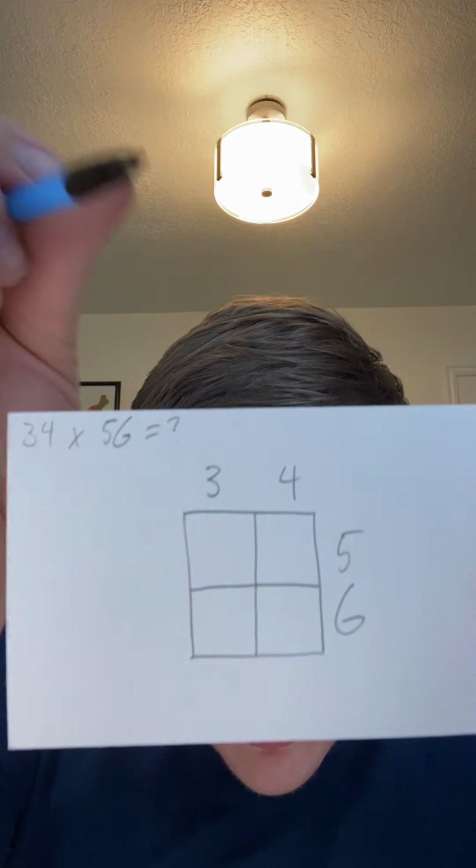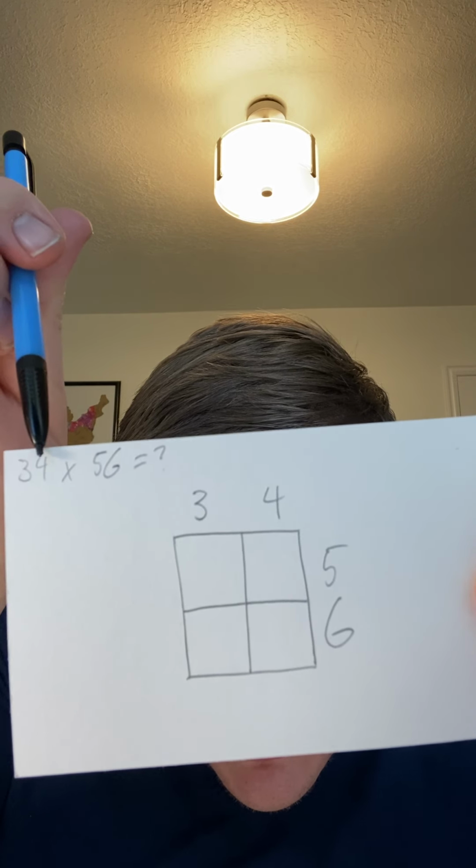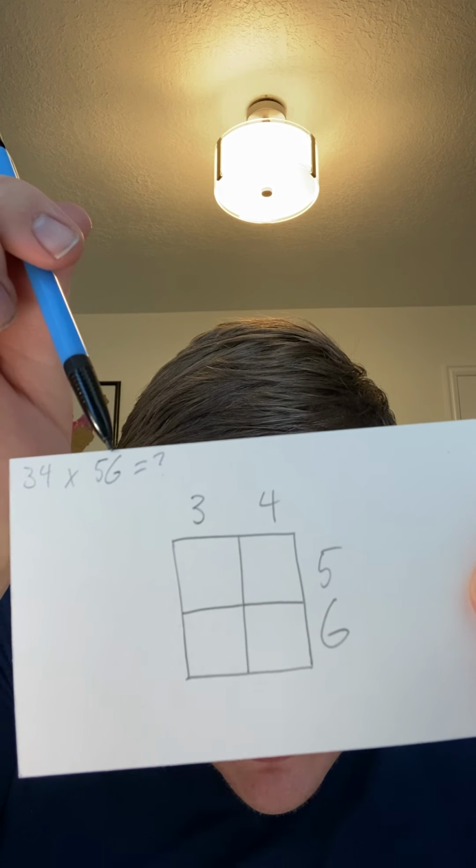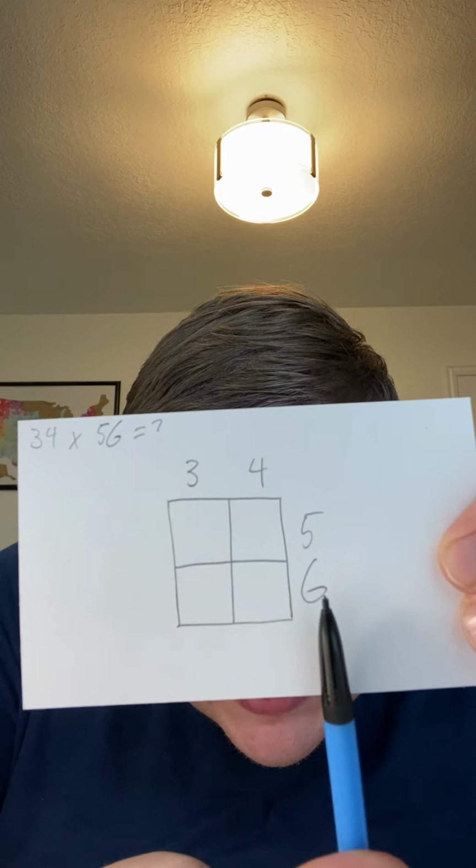or depending on how many digits you have in your problem, you create a square that is big enough for all of it. And then you simply label it like so. So your first factor in the multiplication goes up here on the top. Then your second factor goes over here on the side.